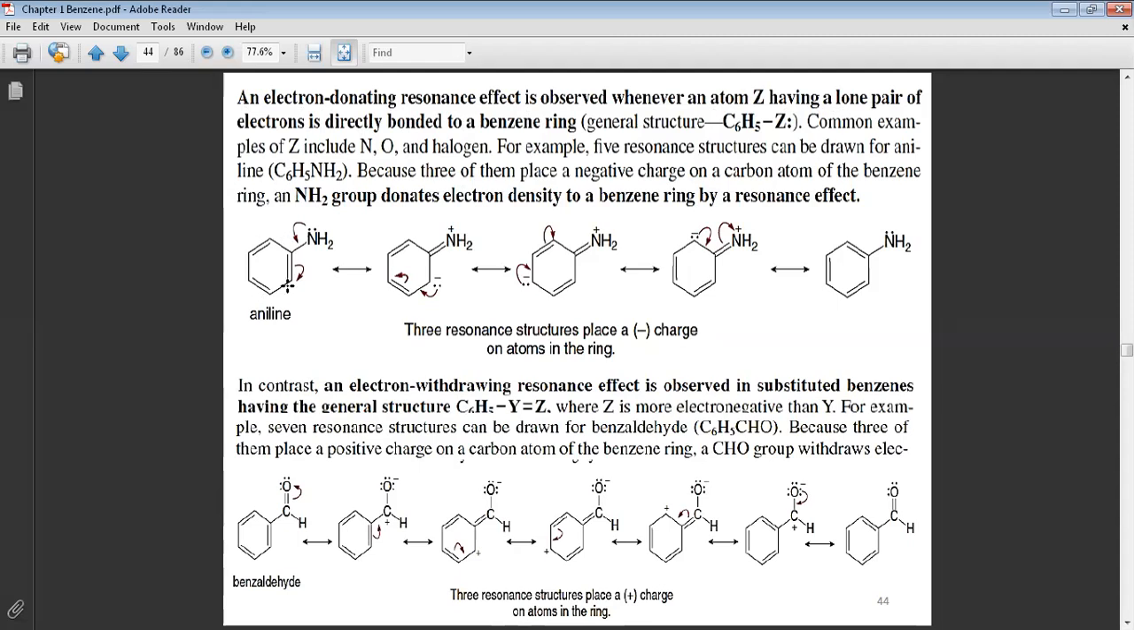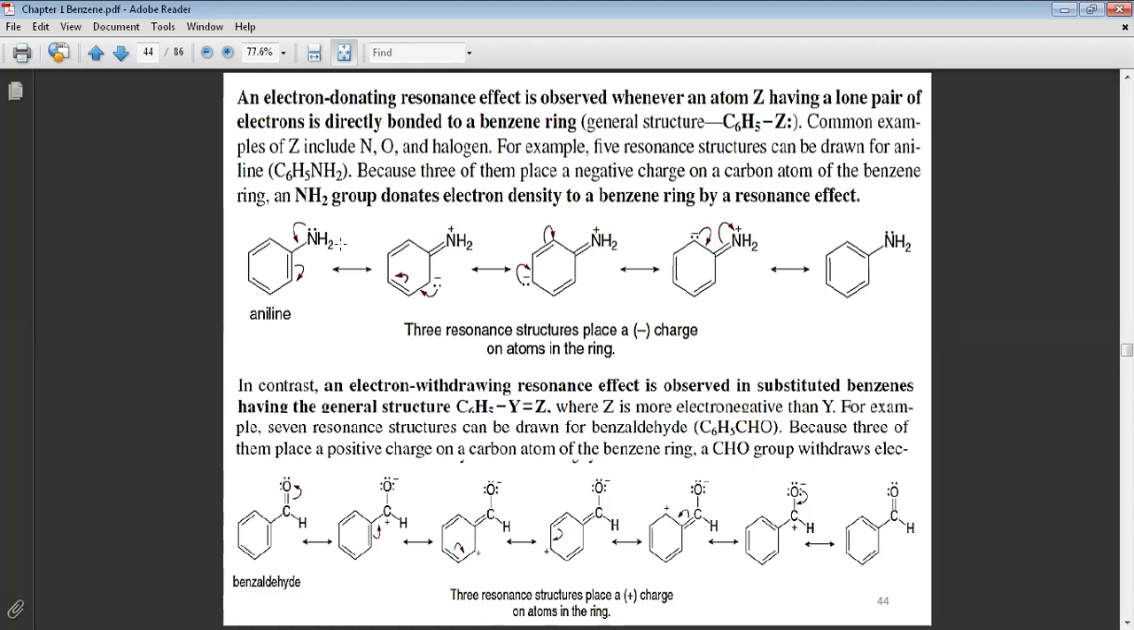Look, this benzene ring is directly bonded with nitrogen, and this nitrogen has a lone pair of electrons. In general, it is a benzene ring with a group, and this group must have a lone pair of electrons, like oxygen, like nitrogen, like a halogen. Also the halogen has lone pairs. That means this group is donating. Donating by what effect? By sigma bond? No, by resonance.